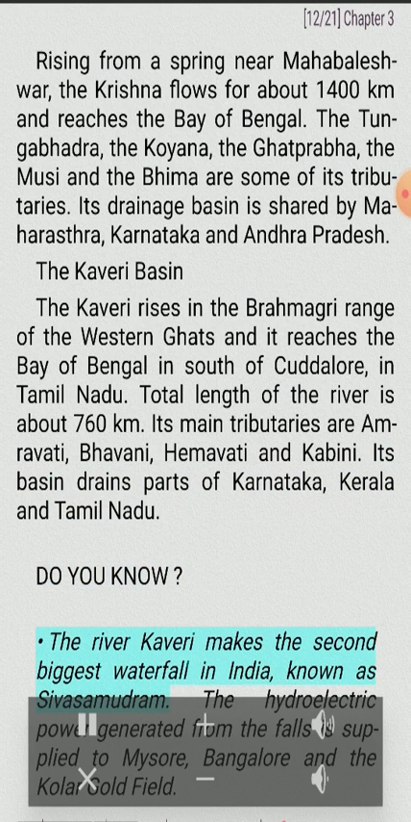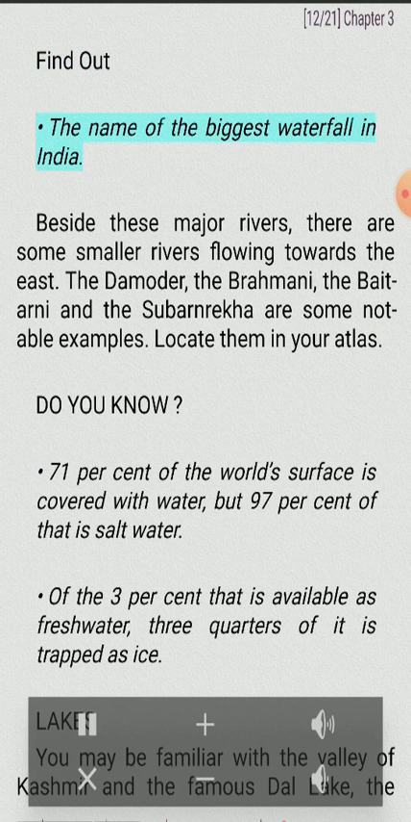Do you know? The river Kaveri makes the second biggest waterfall in India, known as Sivasamudram. The hydroelectric power generated from the falls is supplied to Mysore, Bangalore and the Kolar Gold Field. Find out the name of the biggest waterfall in India.